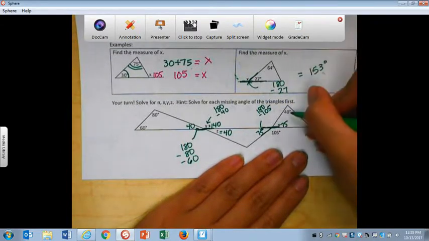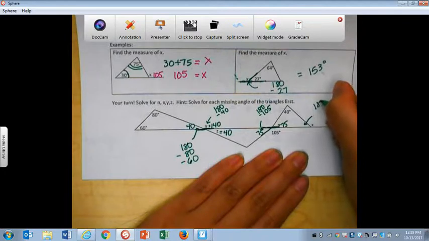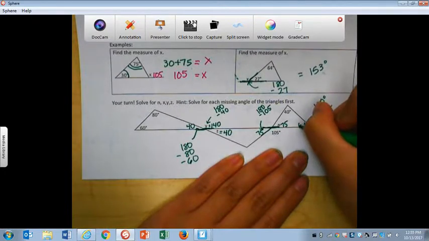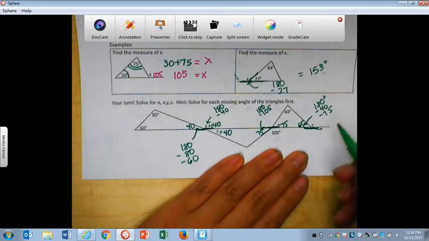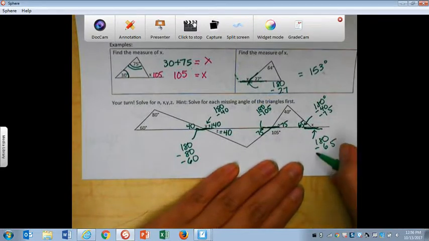And then you've got 40 here, all right? And then to get this angle, you know that there's 180 degrees in that triangle, so you would go minus the 40, minus the 75, and then you would get 65 over here. Now, finally, the linear pair, to get that x, you would go 180 minus the 65, okay? And what would you get for that?